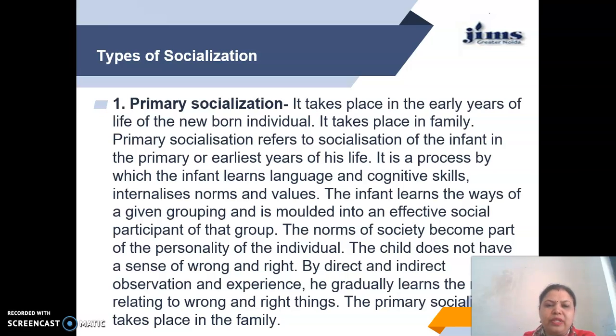It is a process by which the infant learns language and cognitive skills, internalizes norms and values. The infant learns the ways of a given group and is molded into an effective social participant of that group. The norms of society become part of the personality of the individual. The child does not have a sense of wrong and right, but learns by direct and indirect observation and experiences relating to wrong and right things. The primary socialization takes place in the family.